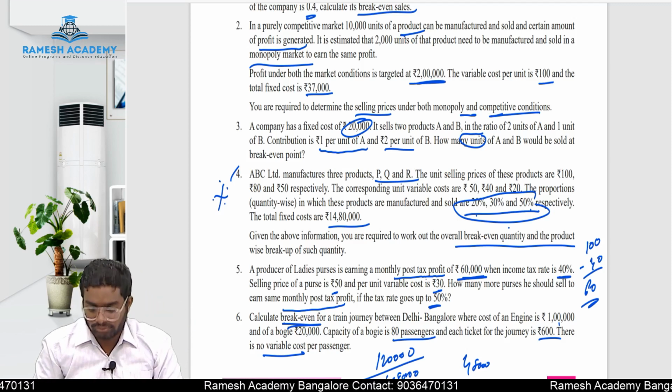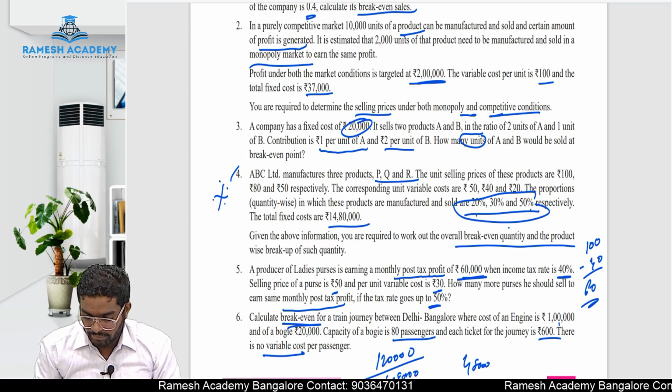Just give me a second. So the answer is 2.5.